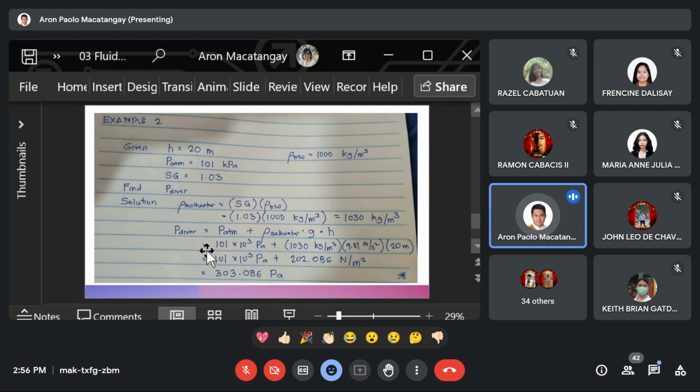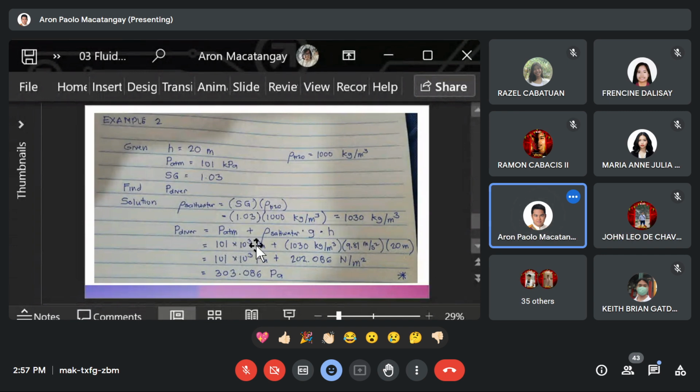So atmospheric pressure is simply 101 kilopascal. However, here I put it as 101 times 10 to the third Pascal. Why? Because on the other side, I anticipated that Newton per meter squared would be the resulting unit. So to make them match, I brought out the 10 to the third.